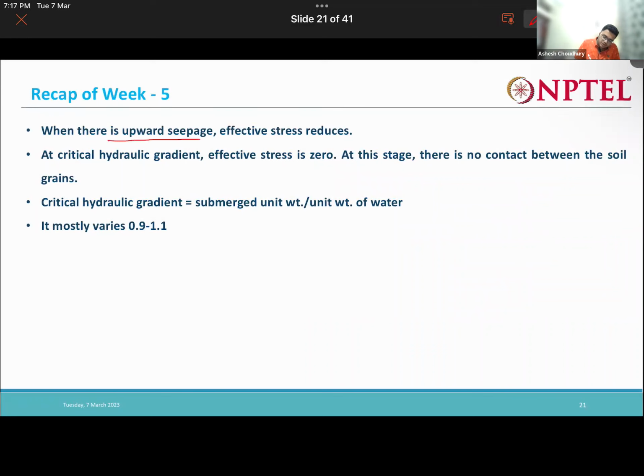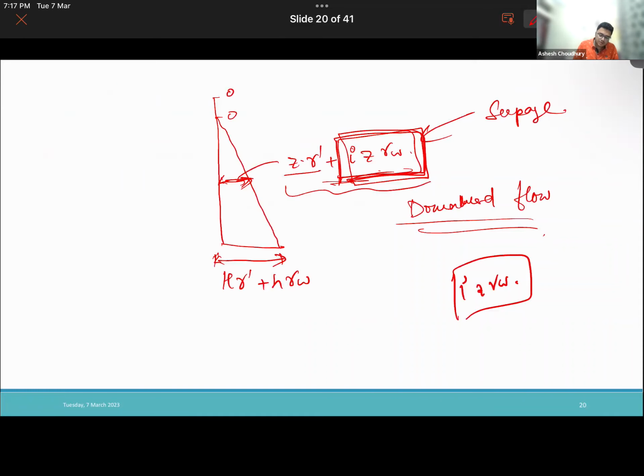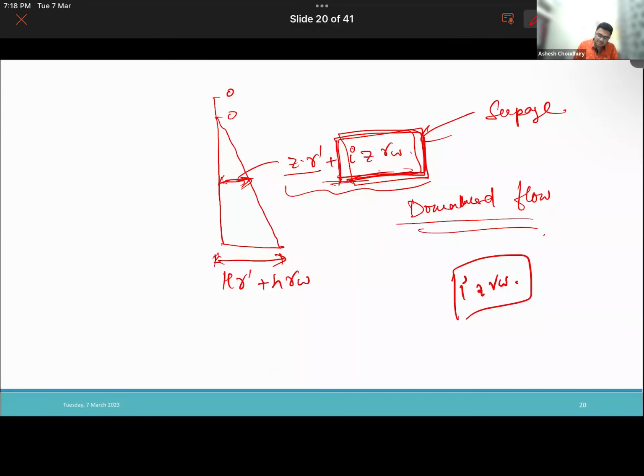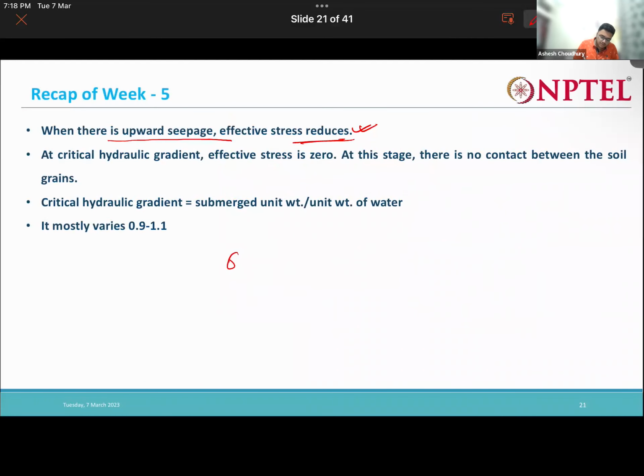So when there is upward seepage, our effective stress reduces. Now, what is the critical hydraulic gradient? For effective stress at point C, let me write that down. Effective stress is z into gamma sub minus iz gamma W. So what is my critical hydraulic gradient?